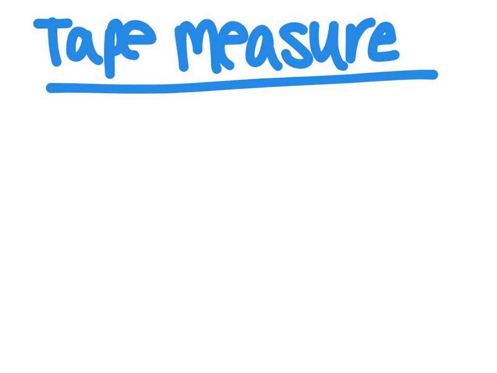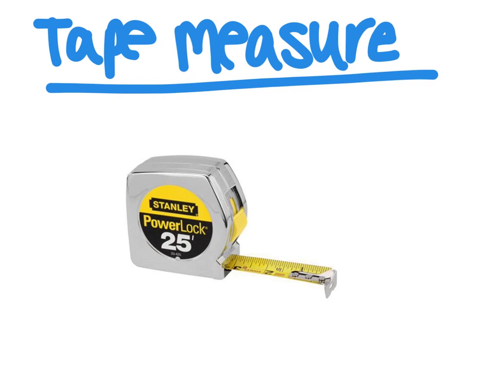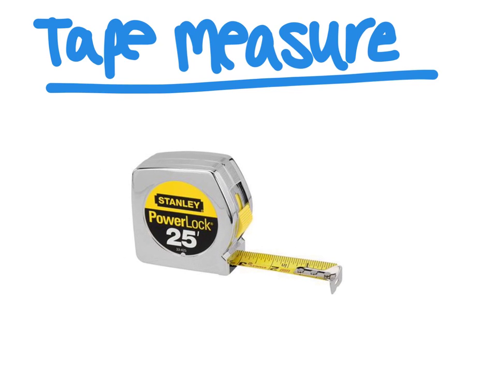The last tool that we're going to use is our tape measure. And these tape measures come in different lengths. This one just so happens to be 25 feet, and we're going to use these tape measures anytime we have something that is over 3 feet, because that's the longest that our yardstick and our meter stick will go.